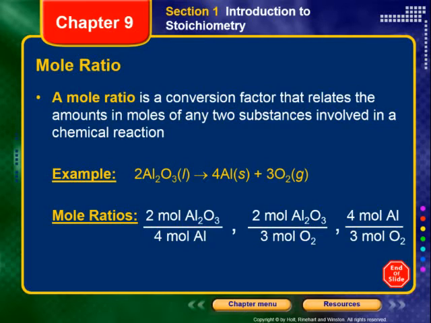We have the ratio of aluminum oxide to aluminum. It's 2 to 4. We have the mole ratio of aluminum oxide to oxygen. This one's 2 to 3. We also have the ratio between aluminum and oxygen. In this situation, it is 4 to 3. So, same equation, several different mole ratios present. And note, for any of those 3 mole ratios that we have identified there, you can flip them so that the top's on the bottom and the bottom's on the top, depending on what you want to cancel and what you want to move into in terms of your units. And the ratio will stay the same.